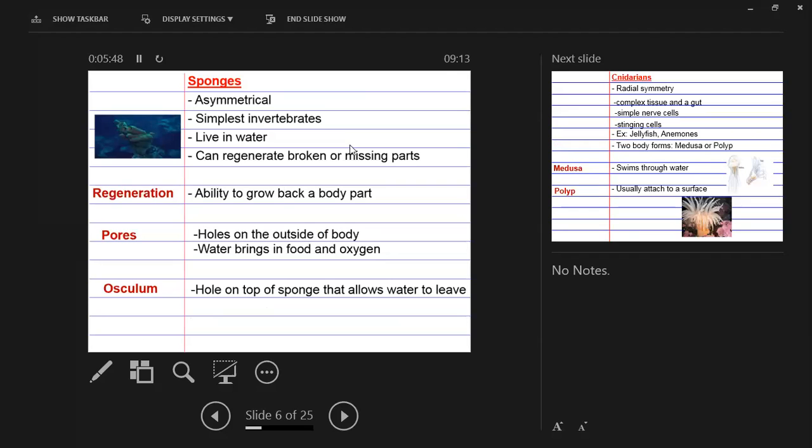Sponge. What about sponge? Asymmetrical, the simplest invertebrate. Properties: the simplest invertebrates live in water and are able to grow back a body part. It has pores on the outside of its body. Water brings in food and oxygen.